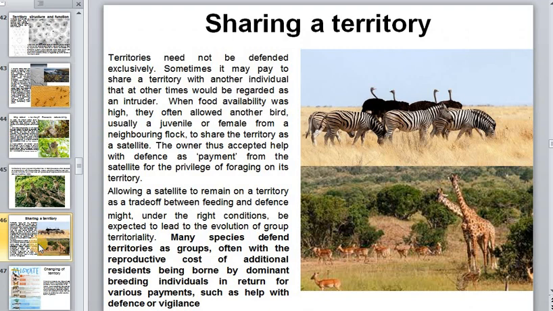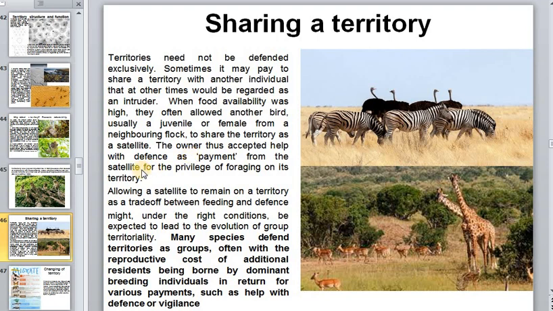And sharing a territory is a very difficult question. Territories need not be defended exclusively. Sometimes it may pay to share territory with another individual that at other times would be regarded as an intruder. When food availability was high, they often allowed another bird, for example, usually a juvenile male from a neighboring flock, to share the territory as a satellite. The owner thus accepts help with the benefits as a payment from the satellite.